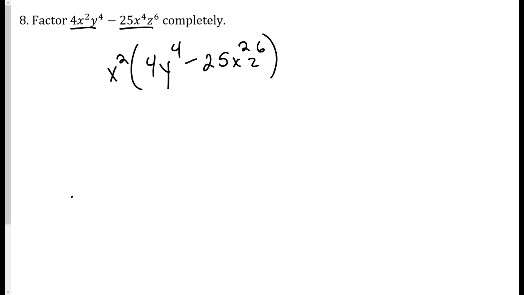Factor completely. Whenever we factor, the first question we need to ask ourselves is, is there a GCF? 4 and 25, there's not. X squared and x to the 4th, I can take out an x squared. Y to the 4th, that doesn't have any y's. This has a z, that doesn't. So I'm left with 4y to the 4th minus 25x squared z to the 6th, because I factored out that x squared. Now you need to look at this and say, can I factor this binomial? And the answer is yes.